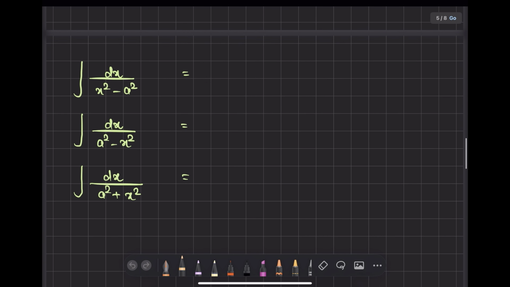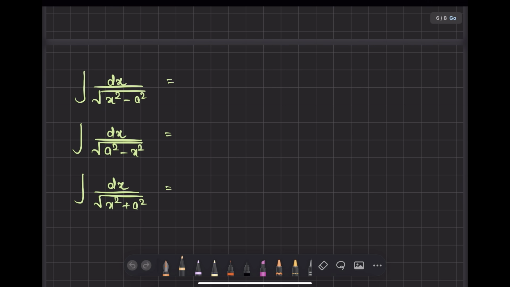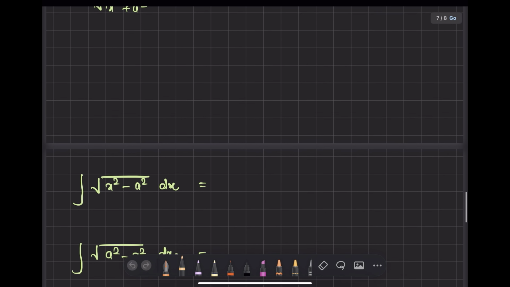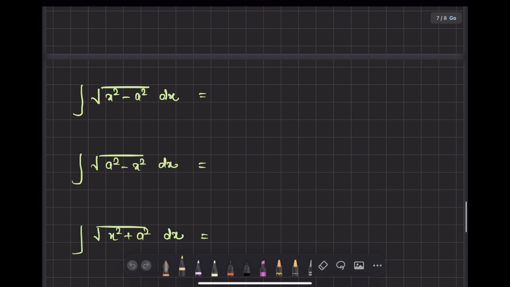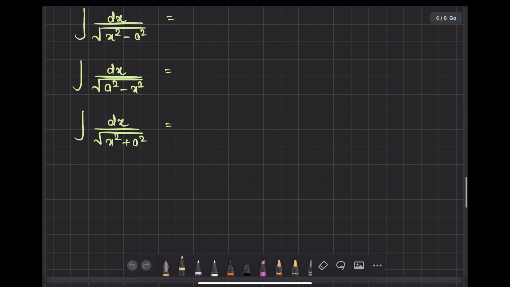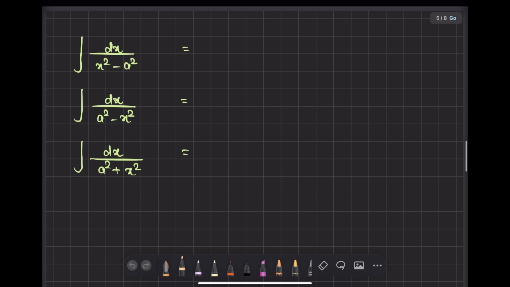Now look at this set of formulas. This is dx by something square plus or minus something square, without root. This is dx by root of something square, plus or minus combination. Then this is with x on the numerator and everything under the root. First try to hold command over these two situations. The first situation is dx by something square plus or minus something square.